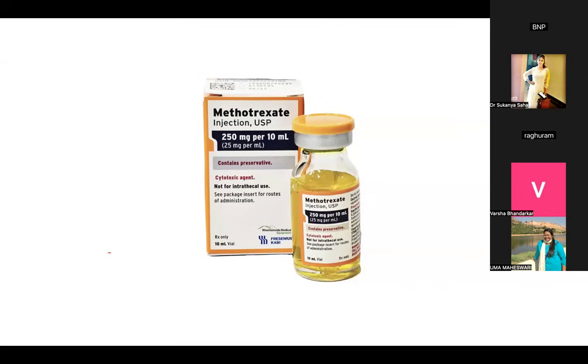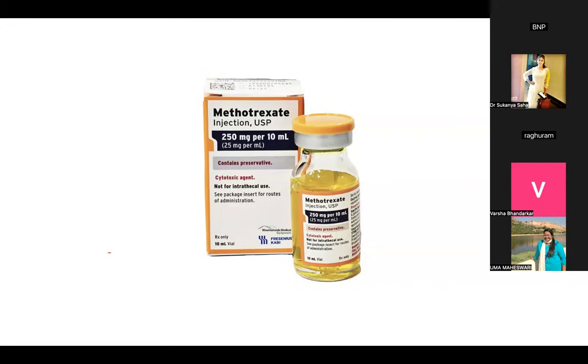Now, coming to the side effects. We'll go through the side effects one by one. You have myelosuppression, usually seen with low dose methotrexate. Before that, I'd like to mention that with high dose methotrexate, you have leucovorin rescue. Leucovorin neutralizes the high dose methotrexate and decreases the toxicity.